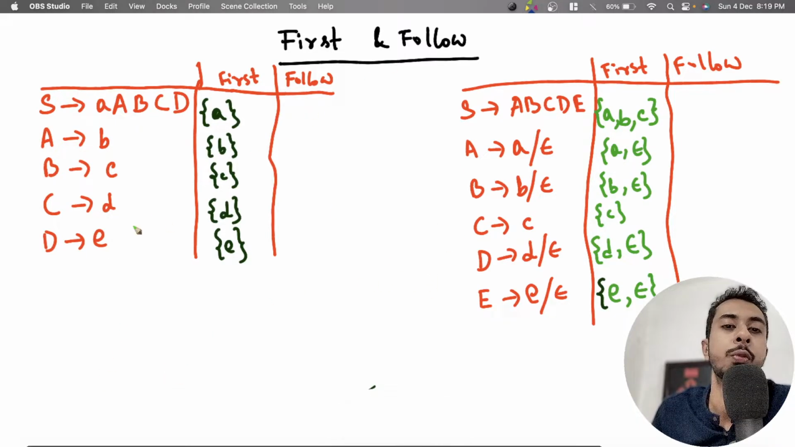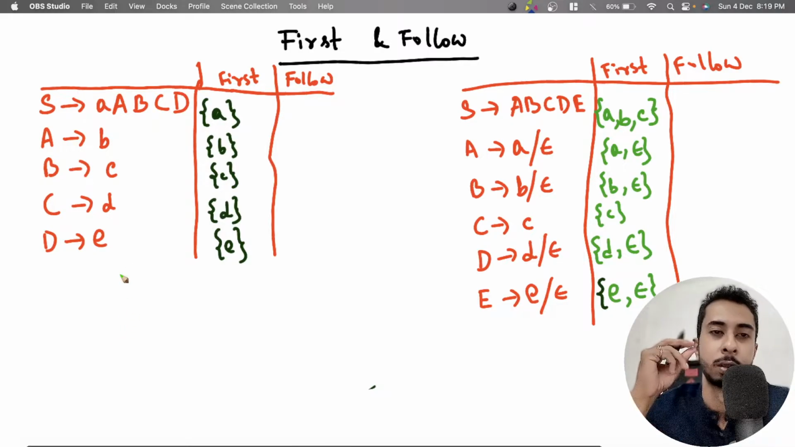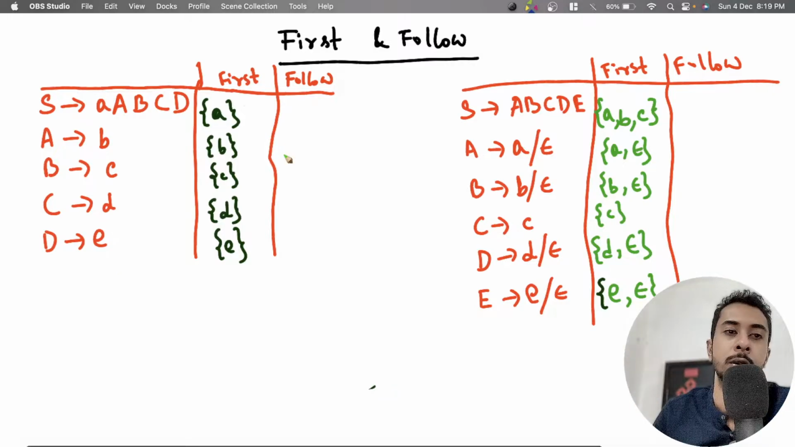Follow. There is some rule for follow. So follow means what is the symbol, or what is the alphabet, or what is the terminal that can follow a particular non-terminal. So here S derives A, B, C, D. Follow of this means what can follow S, what can follow the non-terminal S.